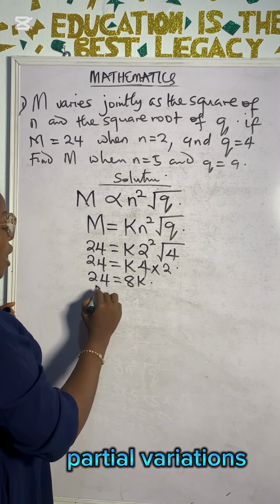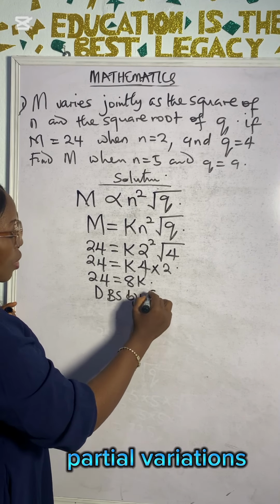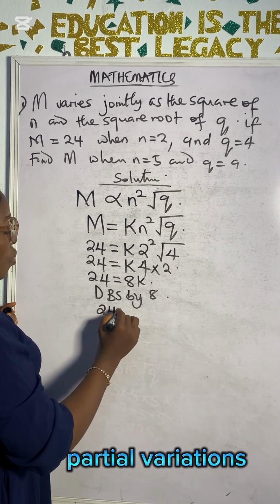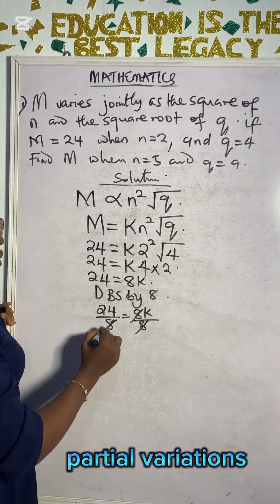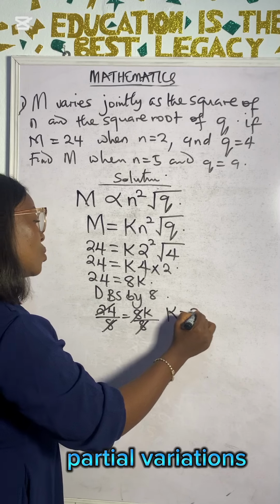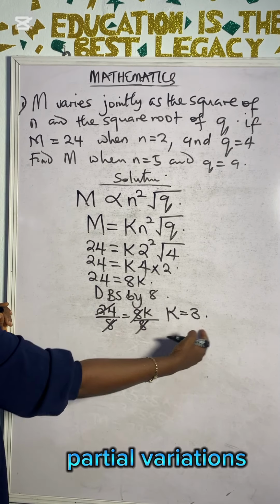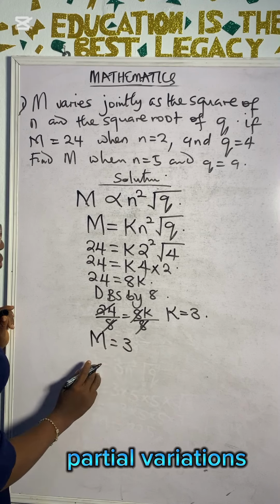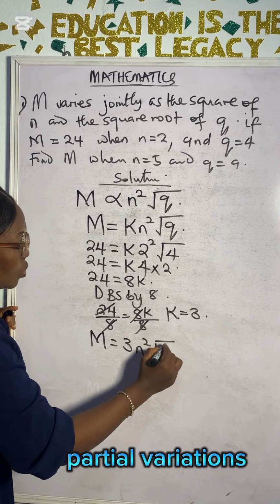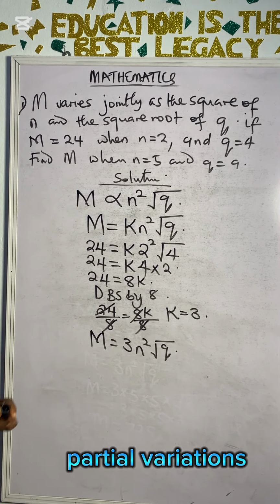4 times 2 will give us 8k. So divide both sides by 8. So 24 over 8 is equal to 8k over 8. This will go with this. Therefore, k is equal to 3. Now I want to put my k back here, so it's going to be m is equal to 3 n squared, the square root of q. So let's continue with this.